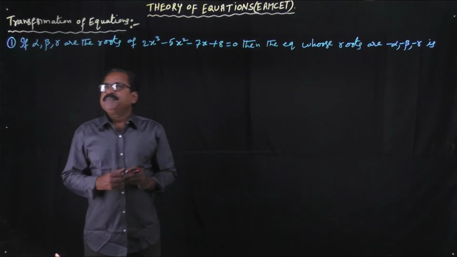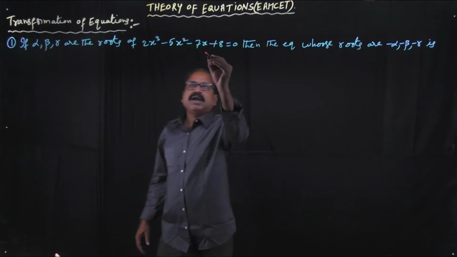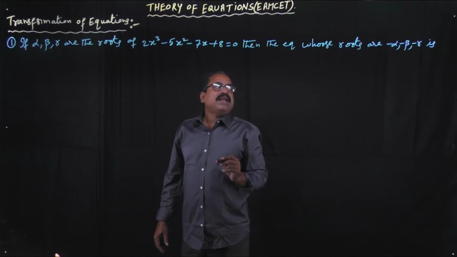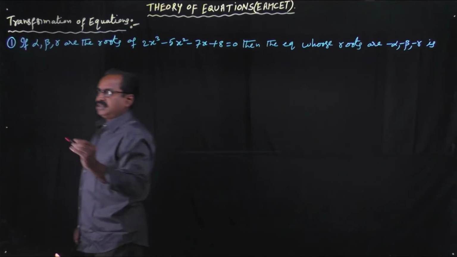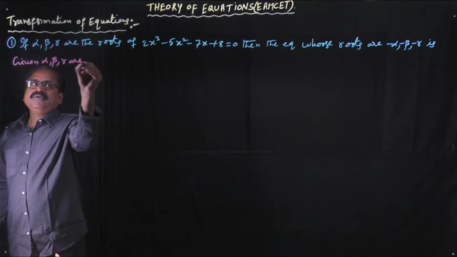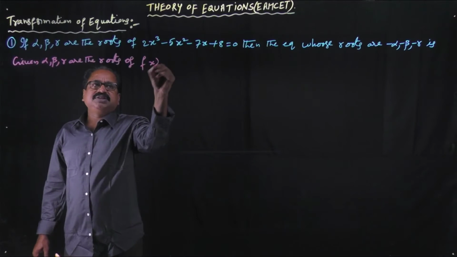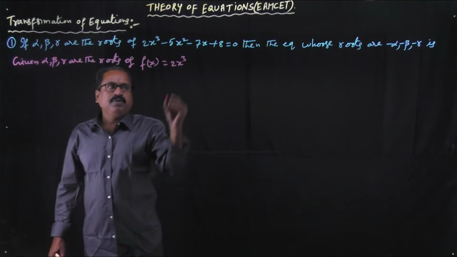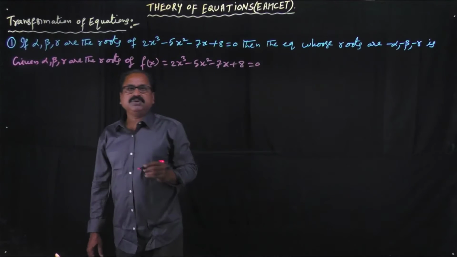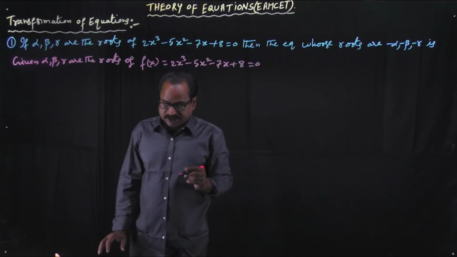So first problem is if alpha, beta, gamma are the roots of 2x cube minus 5x square minus 7x plus 8 is equal to 0, then the equation whose roots are minus alpha, minus beta, minus gamma is, so given alpha, beta, gamma are the roots of f of x is equal to 2x cube minus 5x square minus 7x plus 8 is equal to 0.